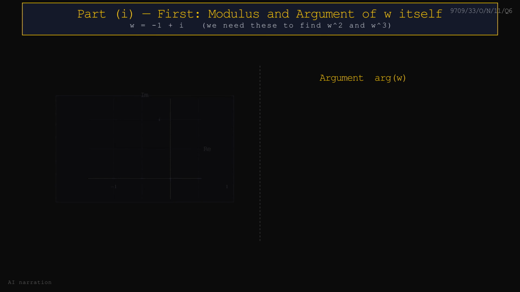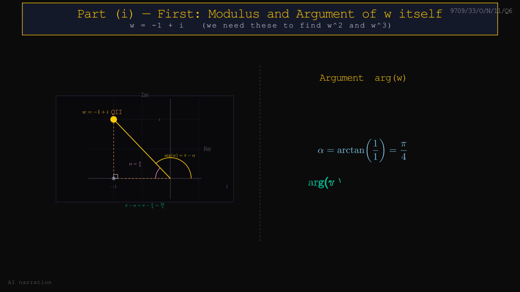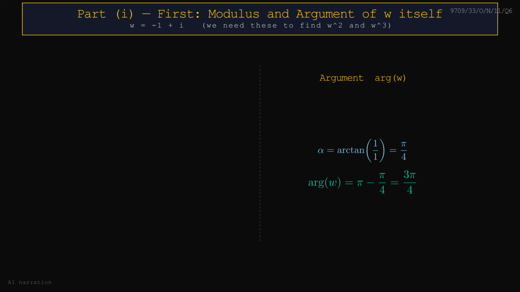On the Argand diagram, W equals -1 plus i lies in the second quadrant: real part negative, imaginary part positive. The reference angle alpha comes from a right triangle with legs 1 and 1, arctan of 1 over 1 equals pi over 4. In the second quadrant, the argument measured from the positive real axis is pi minus alpha, pi minus pi over 4, which equals 3 pi over 4. Summary: modulus of W is root 2, argument of W is 3 pi over 4.